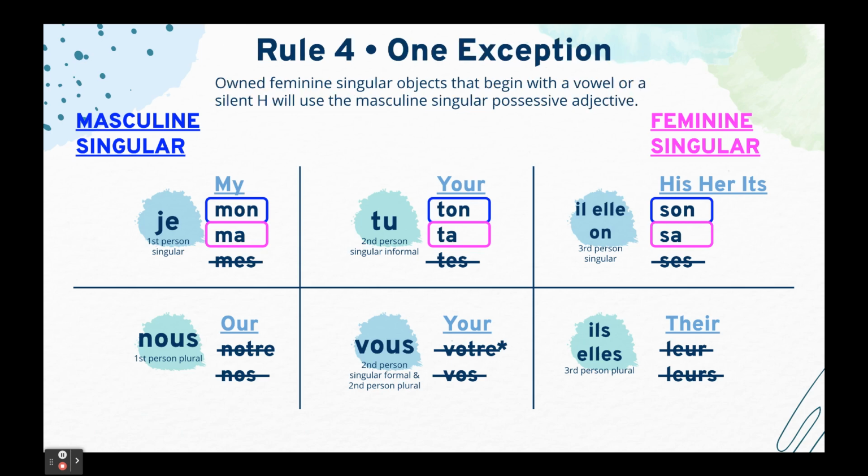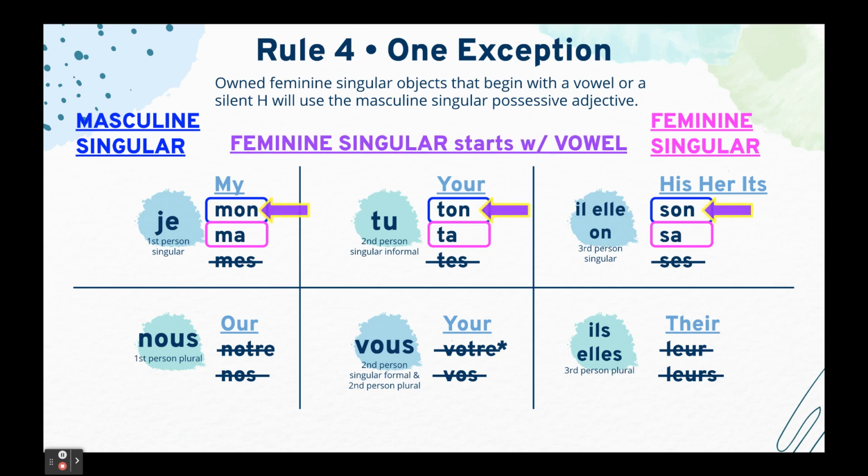Now there's one last rule, just to make it a little more complicated for you. There's one exception. If the owned feminine singular object begins with a vowel or a silent H, you will use the masculine singular possessive adjective, which is mon, ton, and son. So feminine singular, but it starts with a vowel or a silent H. You can't use ma, ta, or sa because the French don't like to have two vowels side by side.